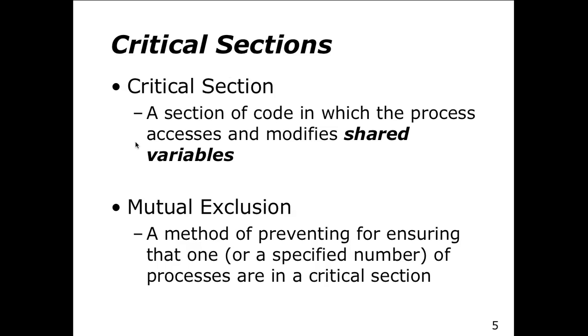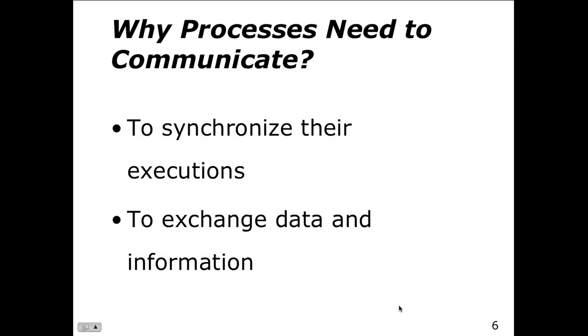And then mutual exclusion, by definition, is a method of ensuring that a specific number of processes are in the critical section at one particular time. So only one person or one group of processes. So why do processes need to communicate to synchronize their execution? Otherwise you've got one process running and then the next process running and then the next. Why bother having a multi-threaded application if that's the case? If they're not all running at the same time, you might as well just have one run and then the next one, and then you've got batch processing going on. But we don't have that.